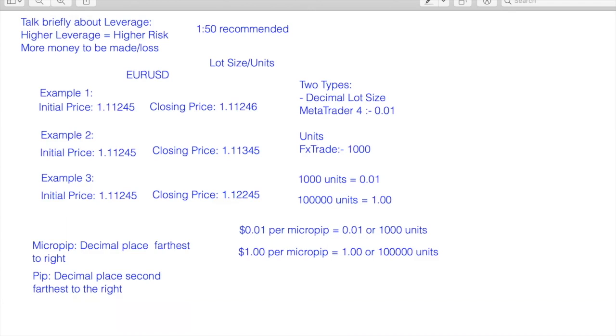I want to get you guys familiar with this concept before I take you guys over to the MetaTrader 4 platform or the FX Trade platform. So things will make sense. I won't have to kind of re-explain these things too in depth. I want you guys to have an understanding of what's going on.